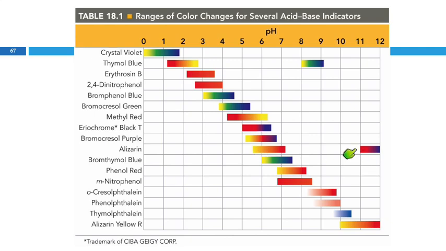Why do these, this one here, alizarin and thymol blue, why do they have 2? They're diprotic, right? So their color changes once when it's monoprotonated, or when it loses 1, and it changes color again when it loses another one.